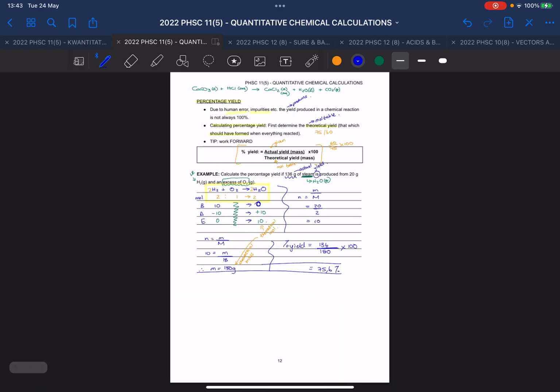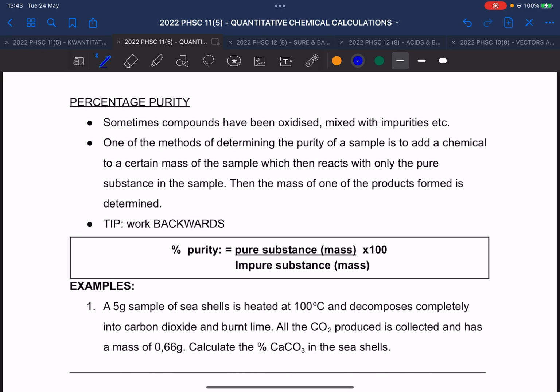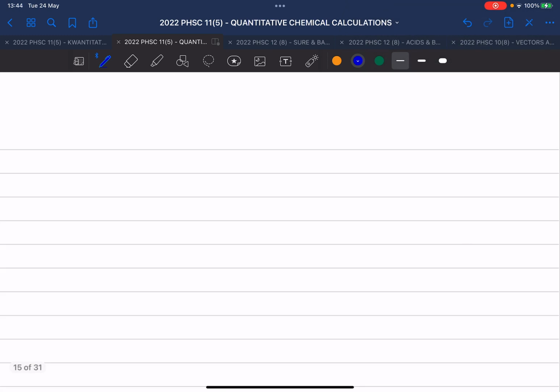Right. So now we're going to get to another concept, that is percentage purity. Percentage purity. Alright, so percentage purity has to do with the following.